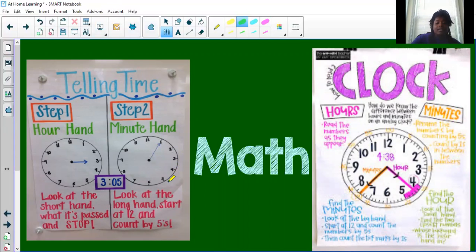Also, every step goes by 5 and it starts right here. So this would be 5, 10, 15, 20, 25, 30, 35, 40, 45, 50, 55, and then 60, and it actually goes back to 0 again over here. 12 always goes back to 0, and then 1 is the 5. That might be a little bit different for us. And it shows us the same way: the hour hand is shorter, and the minute hand is longer.